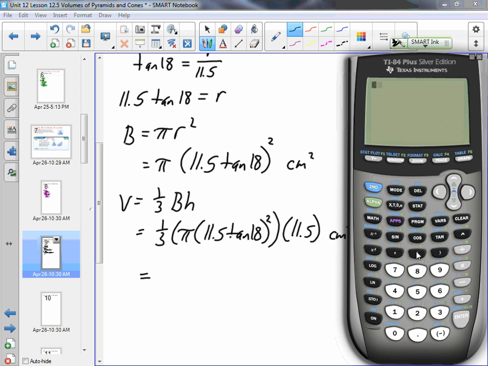All right, I'm going to go parentheses, 11.5 times the tangent of 18. Now, I got to close the parentheses on the 18. Now I got to close the parentheses that I started in front of the 11.5, and I square it.